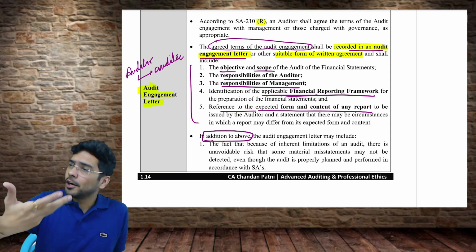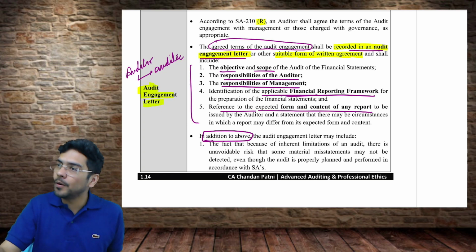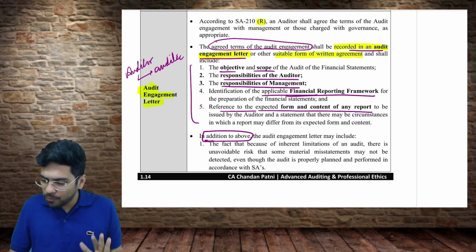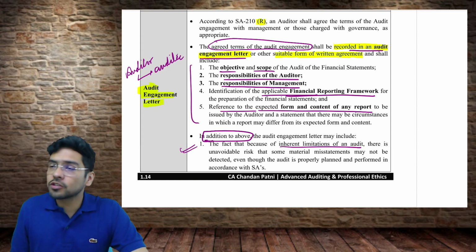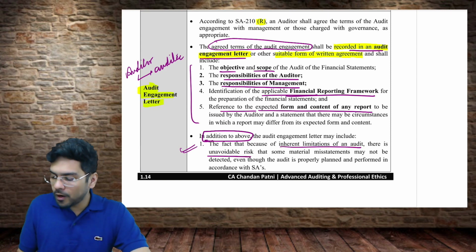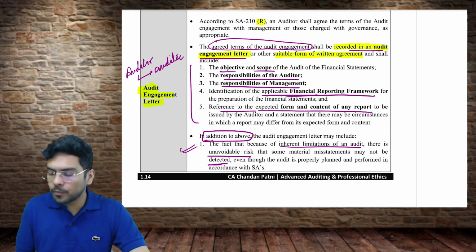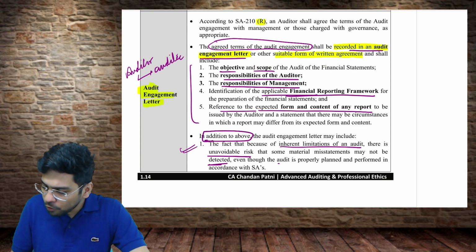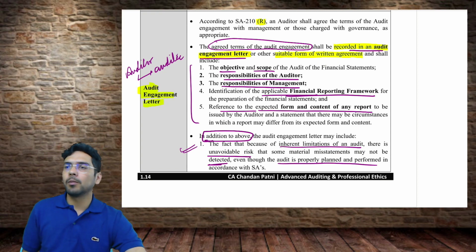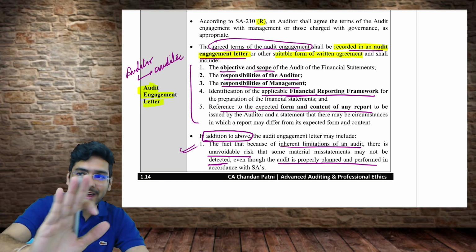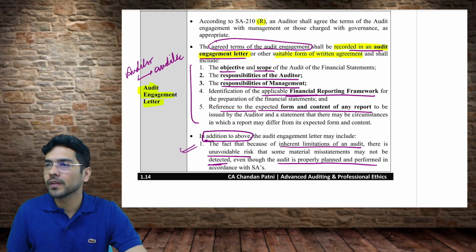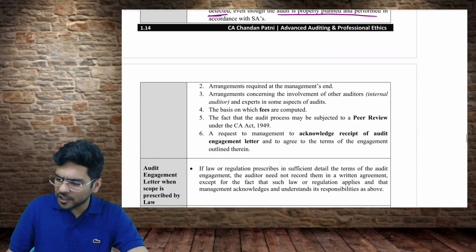And even after I do the audit, some misstatements might be there, right? So it is better to tell people. We can also mention the fact that because of inherent limitations of audit, there is unavoidable risk that some material misstatements may not be detected, even though the audit is properly planned and performed. So tell them in advance that there might be misstatement. Don't take it as a guarantee that the financial statements are now free from material misstatement. Okay, so this was an additional point.